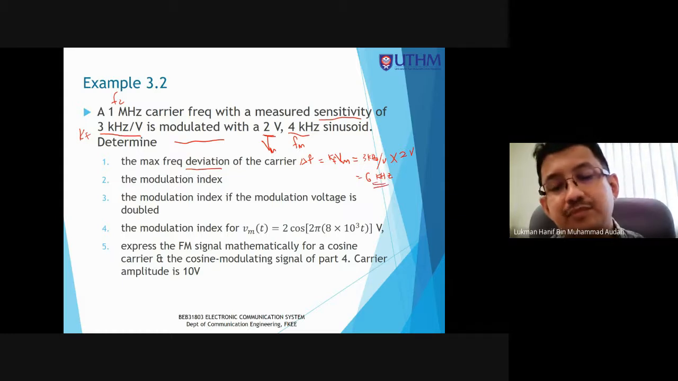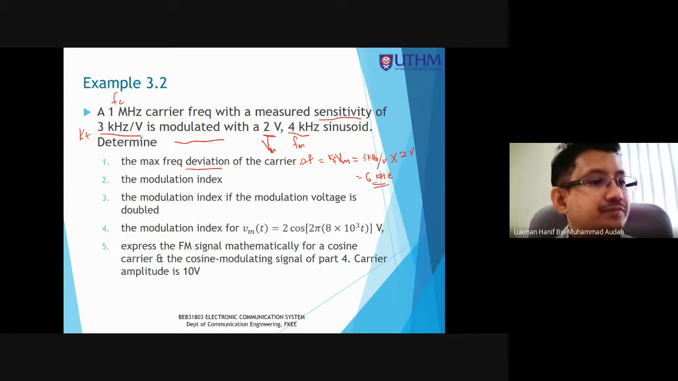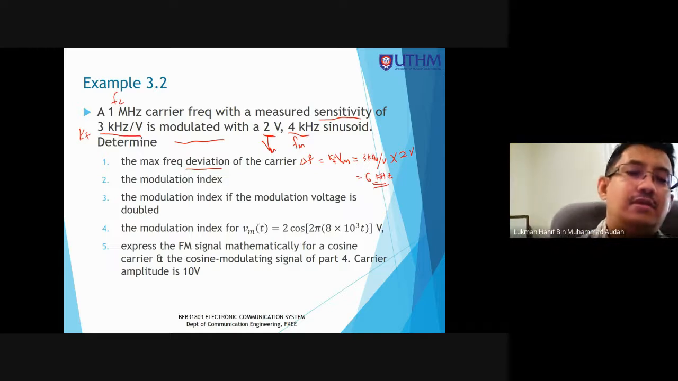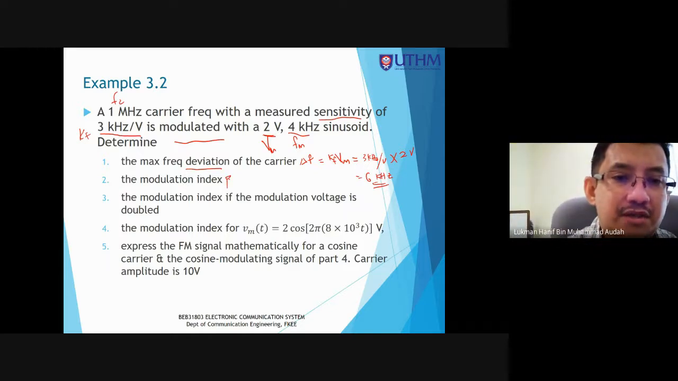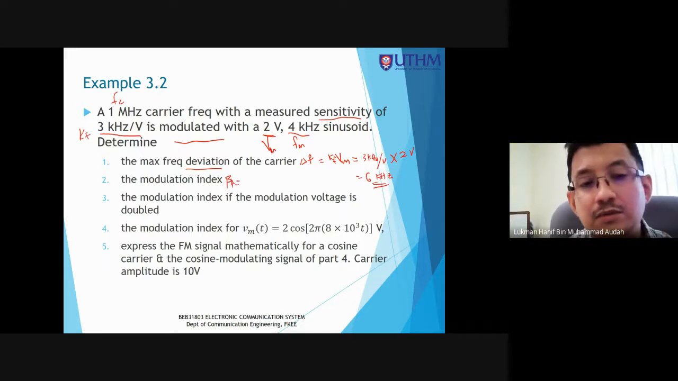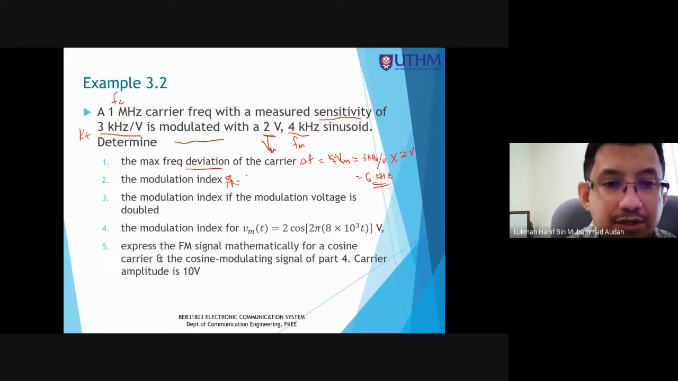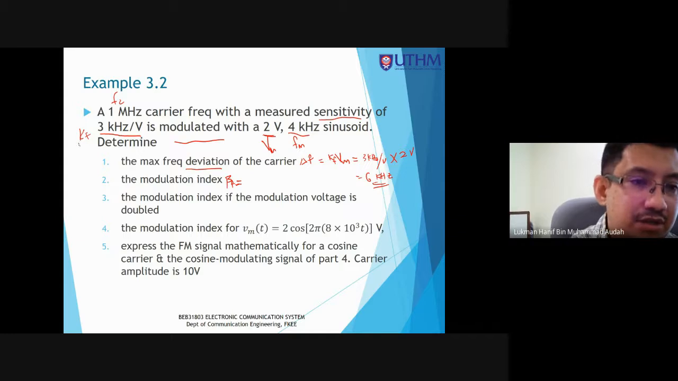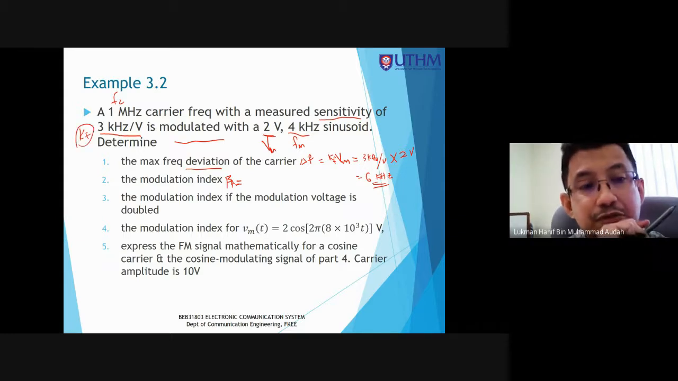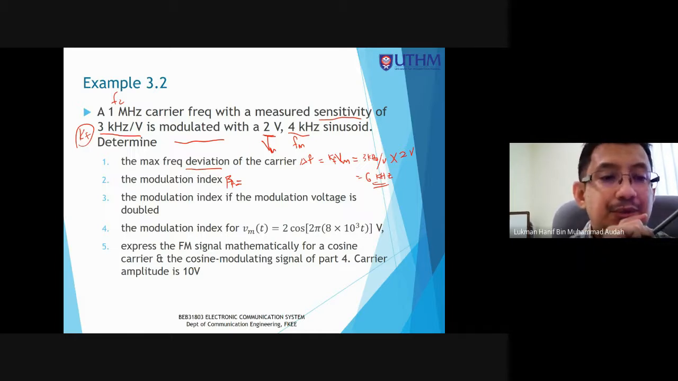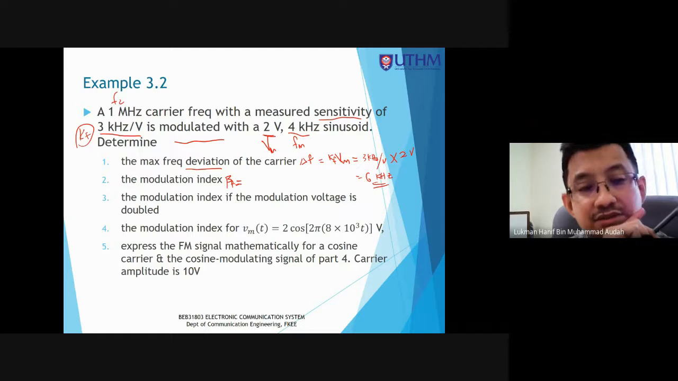Okay. And then what? Determine the modulation index. Berapa modulation index? Modulation index beta f is equal to, so macam mana ni? Kita boleh kira menggunakan, remember this kf is hertz per volt. That means kita perlu bahagikan dengan Fm, bukan omega m, sebab you diberikan kf dalam sebutan hertz per volt.